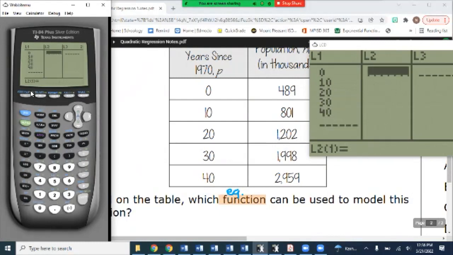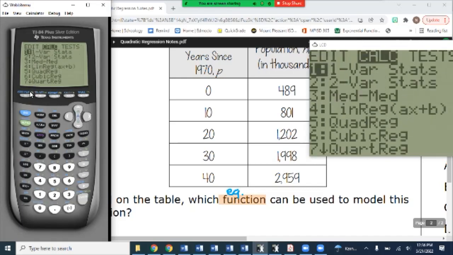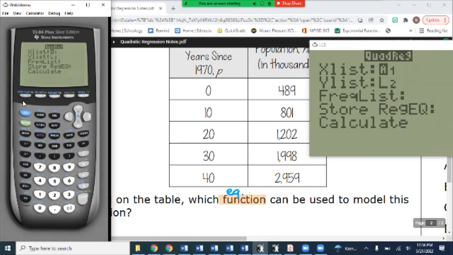Okay. So 489, 801, 1202, 1998, 2959. All right. So after you're done putting those points into stat edit, where do we go? Stat calculate to the right, number 5. Today we're working with number 5. We've already worked with number 4, but today is 5.